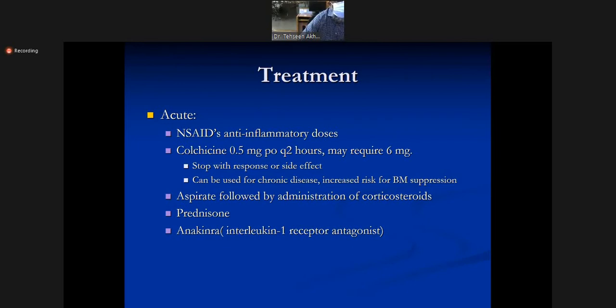In some cases where these drugs do not respond, there are refractory cases of acute gout. One drug is known as anakinra, an interleukin-1 receptor antagonist. We may use anakinra in refractory cases. So the common drugs are NSAIDs, colchicine, and corticosteroids.